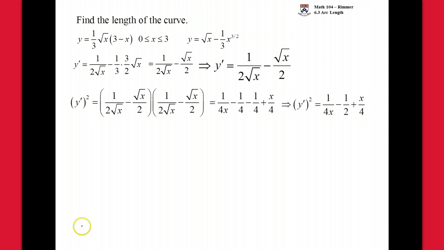So that is the derivative squared. What are we supposed to do with that? We're supposed to add 1 to it, and then take a square root. And so we put 1 plus it, and we have a square root. And this is the point I want you to focus in on.